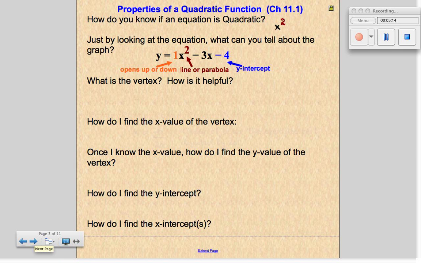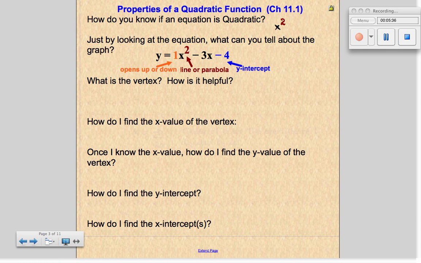So again, a lot like when we graphed lines, the coefficient of my x squared tells me whether it opens up or down, just like a line, if the slope is positive or negative. My exponent tells me if it's a line or a parabola, and then that constant number by itself tells me what my y-intercept is without really having to do any work.